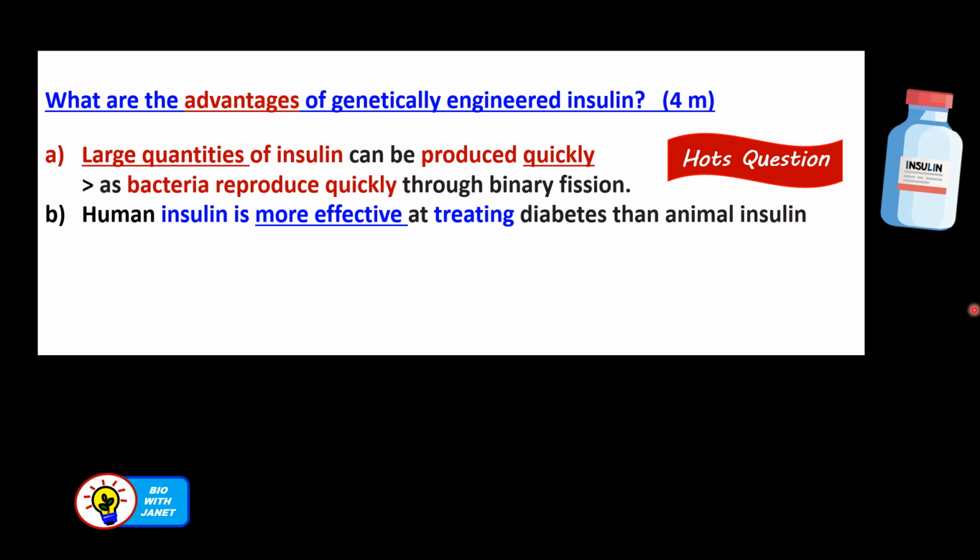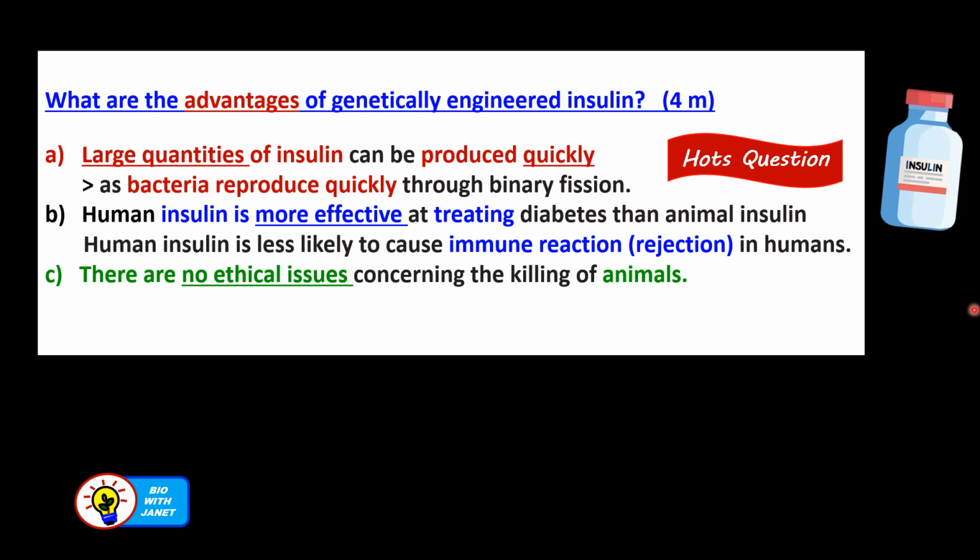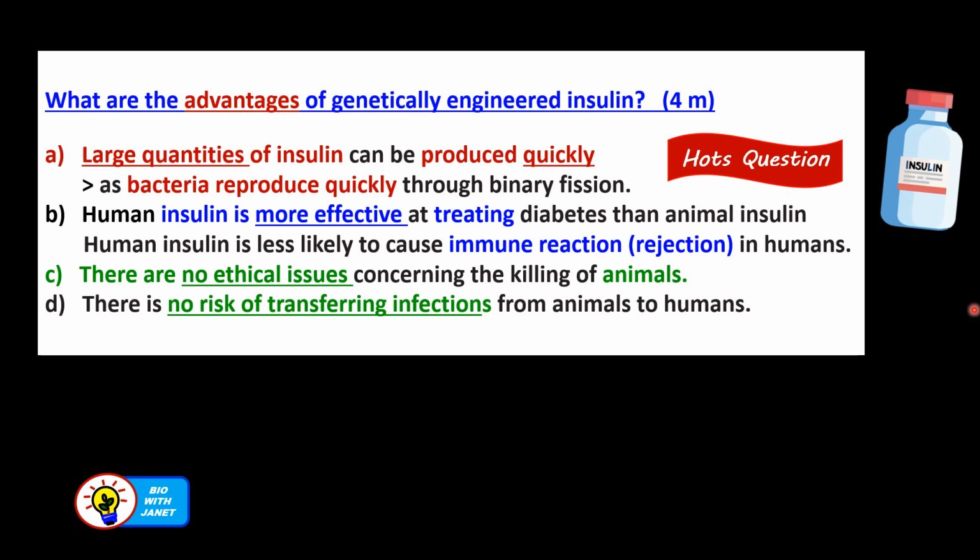Now, B, human insulin is more effective at treating diabetes than animal insulin. Why? Because human insulin comes from the same species as humans. So it is less likely to cause immune reaction or rejection or allergic reaction in humans. And there are no ethical issues concerning the killing of animals because no animals were killed to produce this insulin. Lastly, there is no risk of transferring infections from animals to humans in this case, because animals are not involved at all.